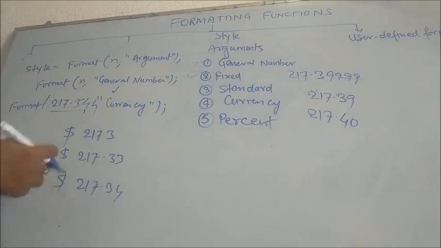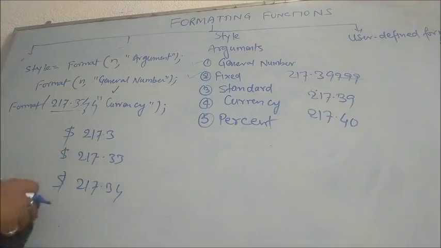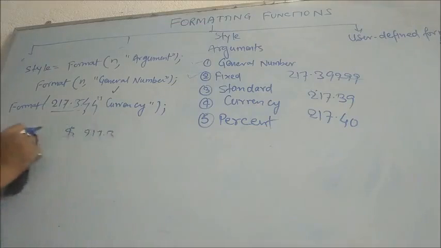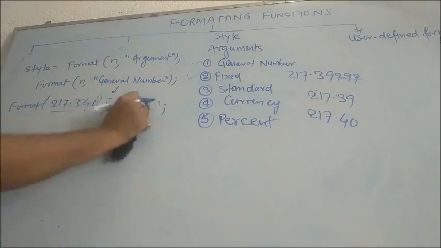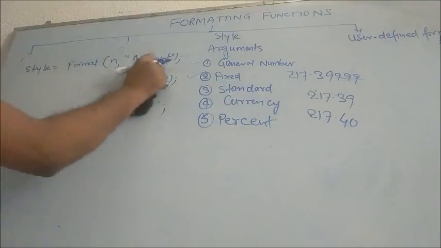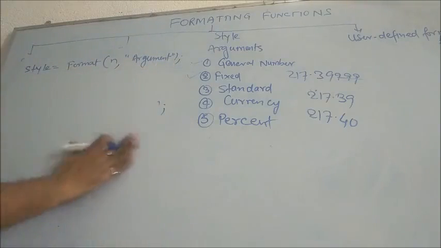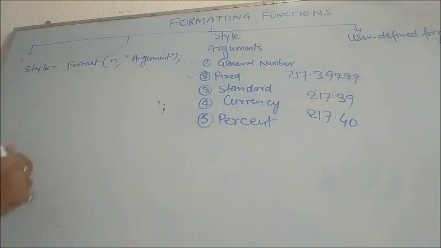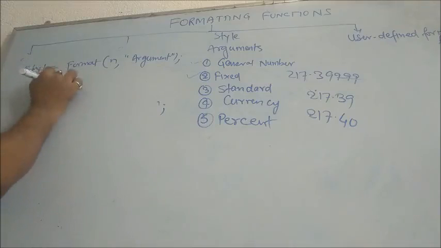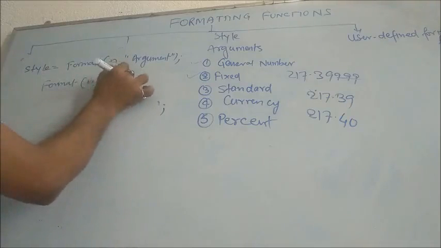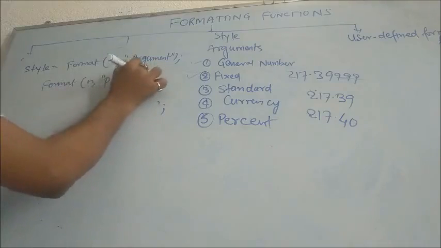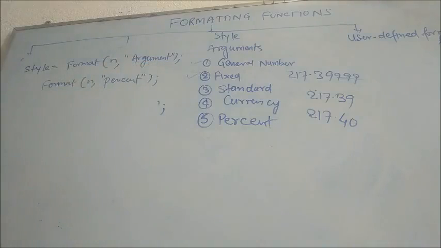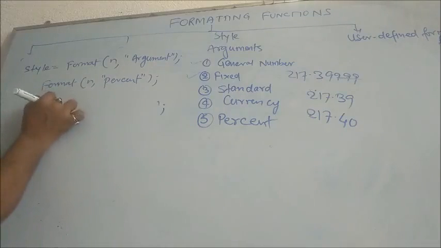Now next, if you want to express percent in this, how will the percentage be included? The percentage will be included in this way: format, comma, percent. So how will percent be used? Percentage will be used as C. For example, if the format number is given like this.